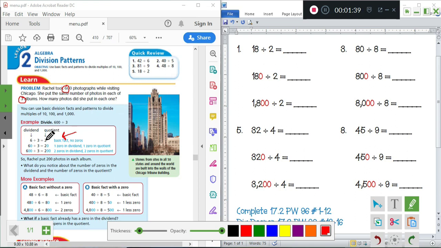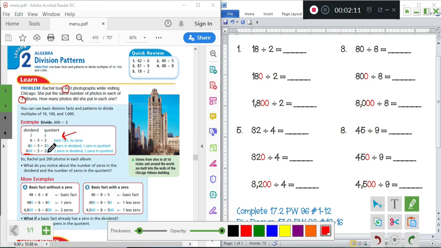Then we can add on zeros. We can change our dividend from 6 to 60. We can still divide that by 3. Notice my basic fact does not change. There's 1 zero added to my dividend, so there is 1 zero added to my answer. And then I can go up one more. Now I'm at 600. Now I'm where I need to be for my photographs that I've taken.